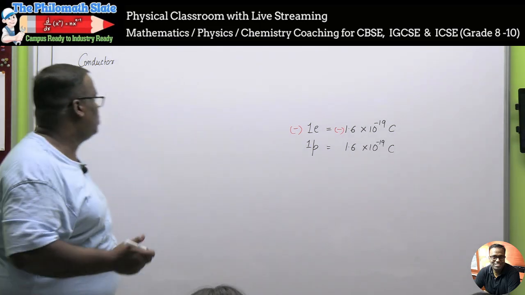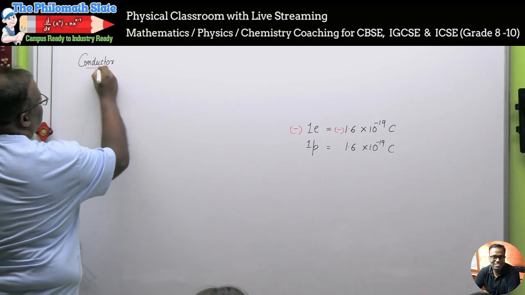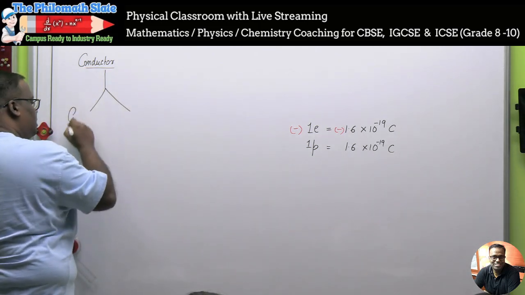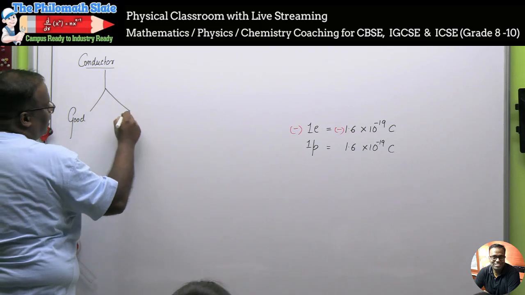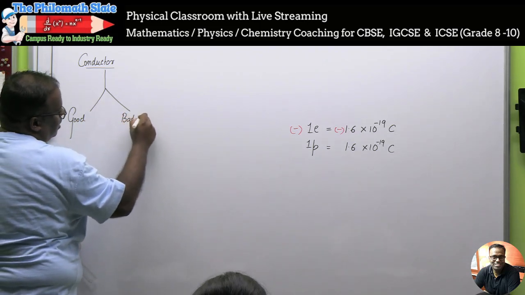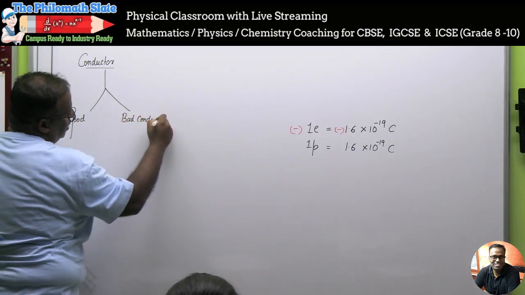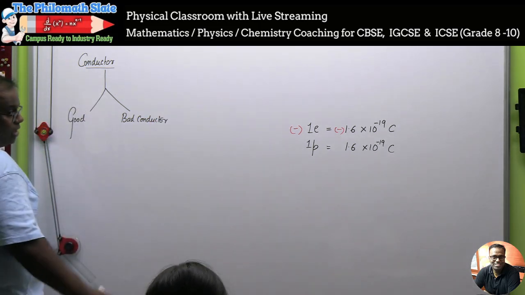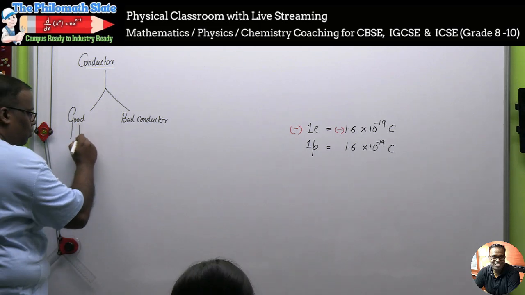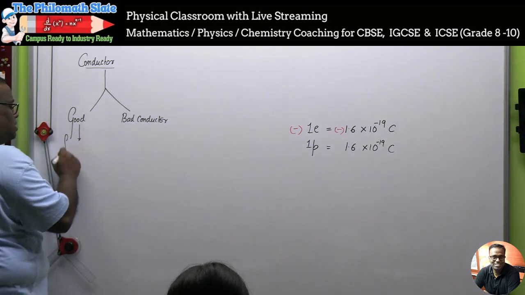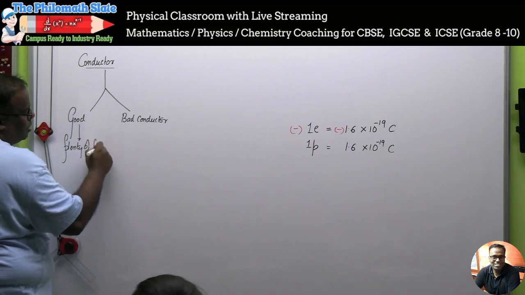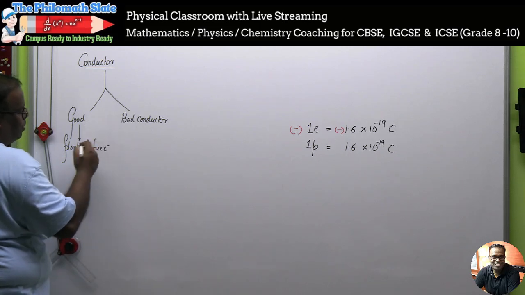Okay? So conductors can again be of two types: good conductor and bad conductor. Okay? A good conductor is one which conducts well. That's your grade 8 statement. So here what will you say? A good conductor is one which has plenty of free electrons, and we will call it an excellent conductor.